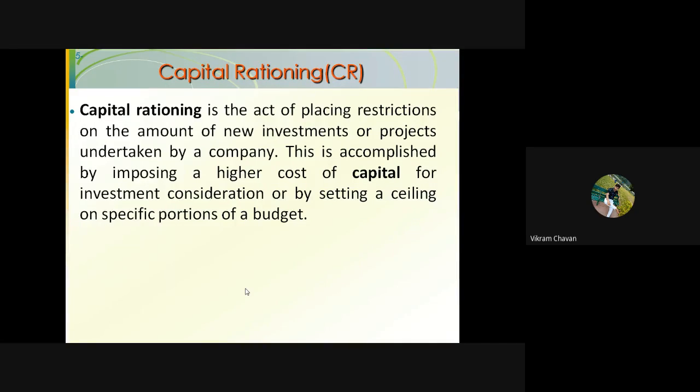Capital rationing is the act of placing a restriction on the amount of new investment or projects undertaken by the company. This is accomplished by imposing a higher cost of capital for investment consideration, or by setting a ceiling on a specific portion of the budget. So capital rationing provides a kind of limit for new investment according to the budget of a company.